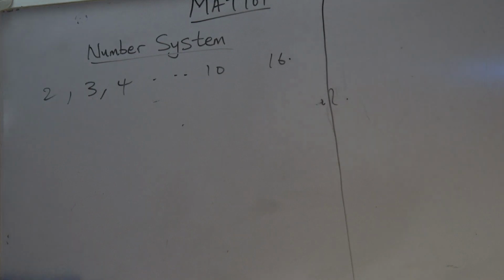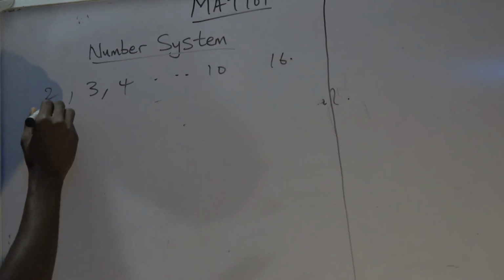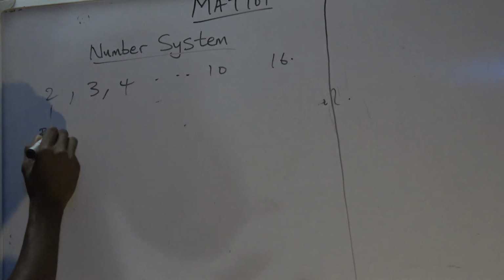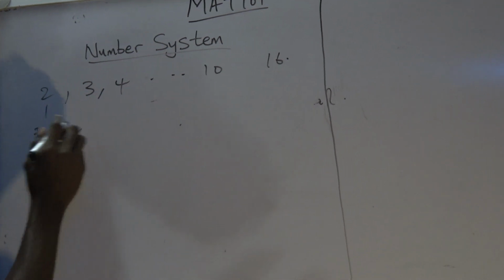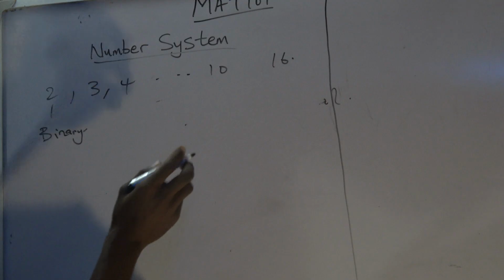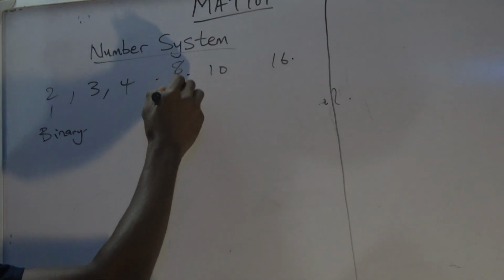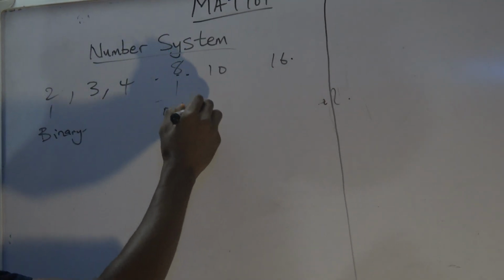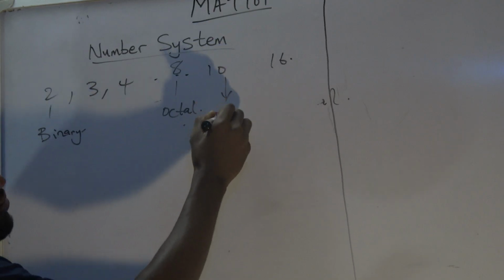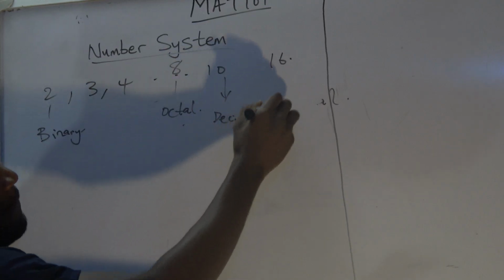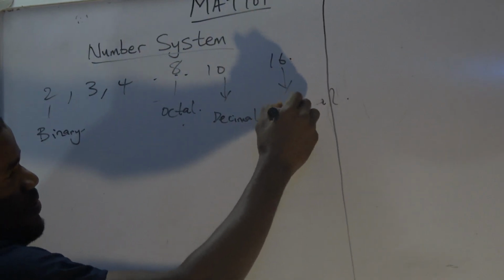Now, some of these bases have their own special names. Base 2 is counting in binary. Base 8 is octal. Base 10 is decimal. Base 16 is hexadecimal.